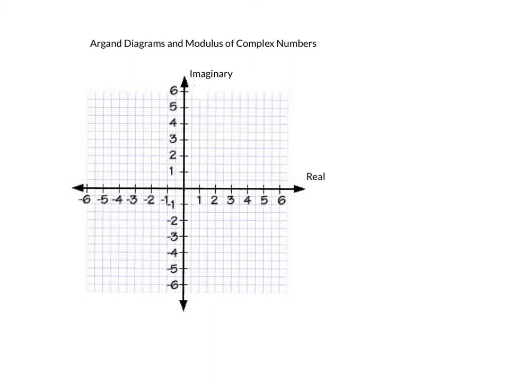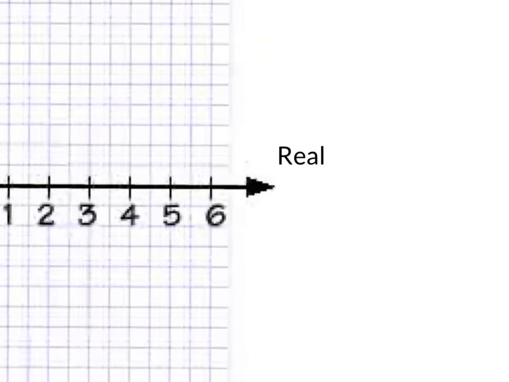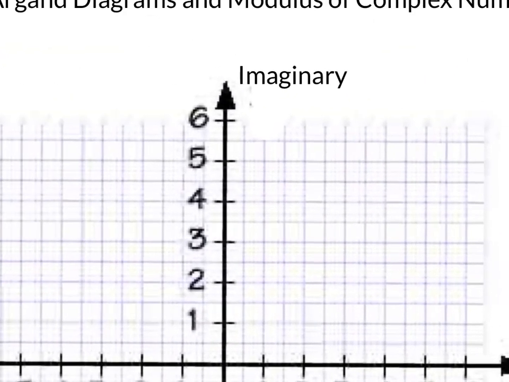Now, sometimes you will see the real axis just being called RE. Obviously, that stands for real. And the imaginary axis being called IM. Obviously, again, standing for imaginary.